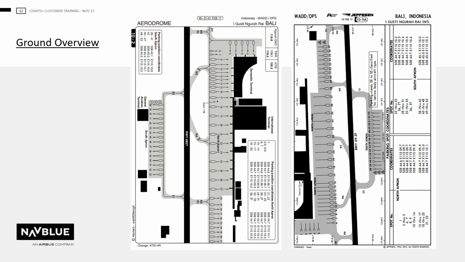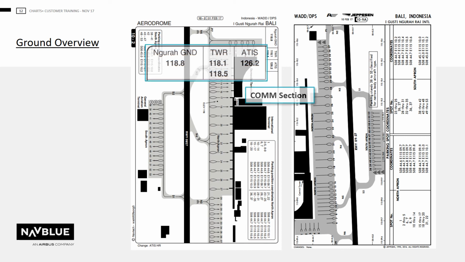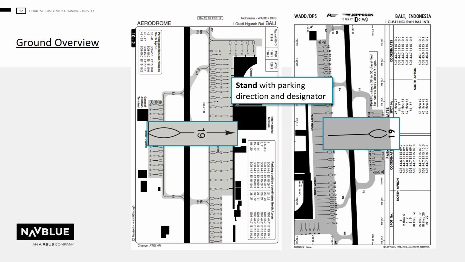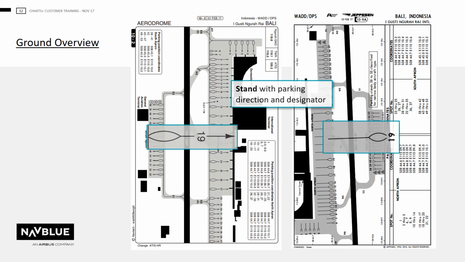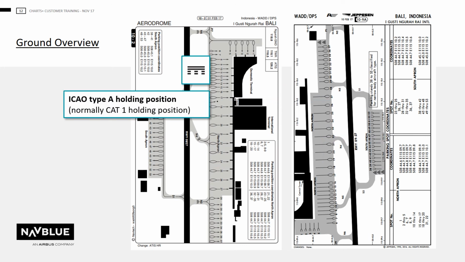We will now look at some key differences between the Jeppesen and NavBlue charts. Frequencies as presented, parking stands will be shown with a direction, and any holding position to be shown on all ground charts.